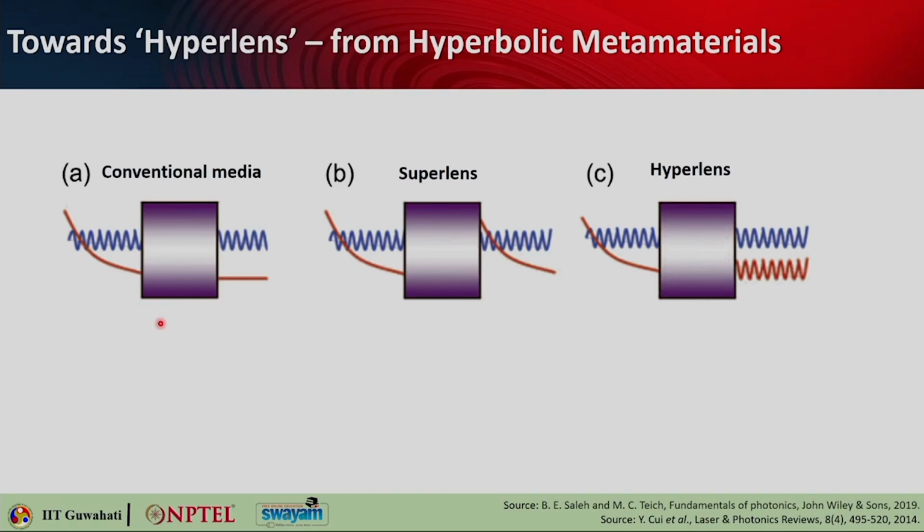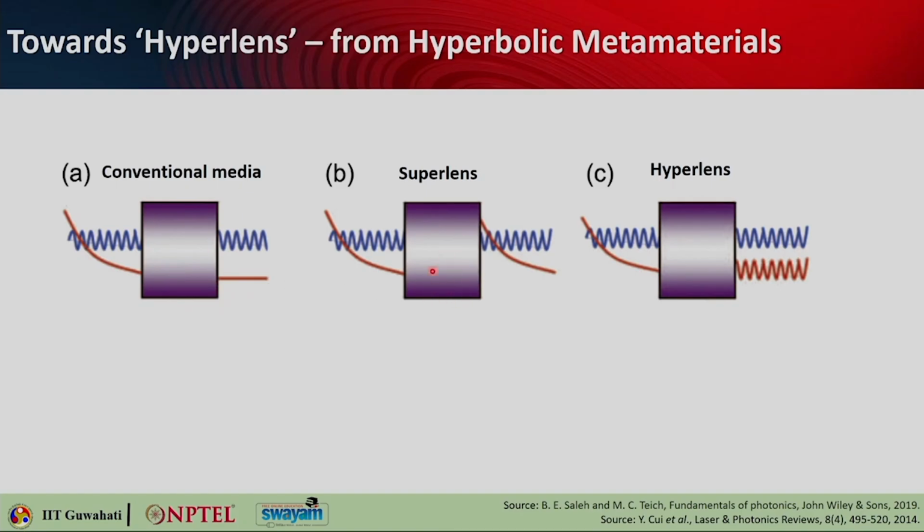So once again, if you look into this diagram, the blue wave shows the normal propagating wave. In all three media, the normal propagating wave simply propagates without any change in amplitude. You can see that they are just propagating. Okay, but evanescent waves simply decay in a conventional medium.